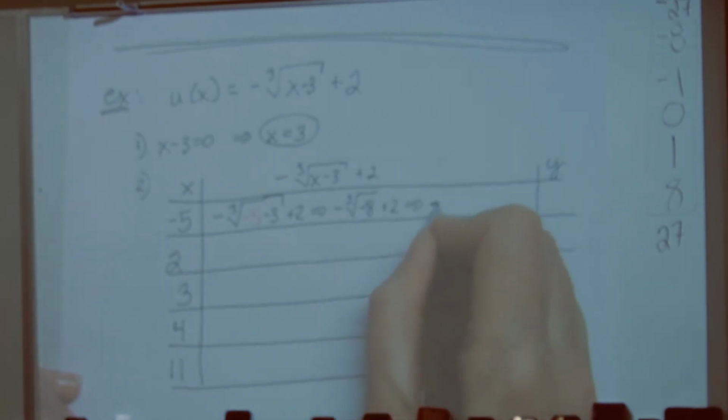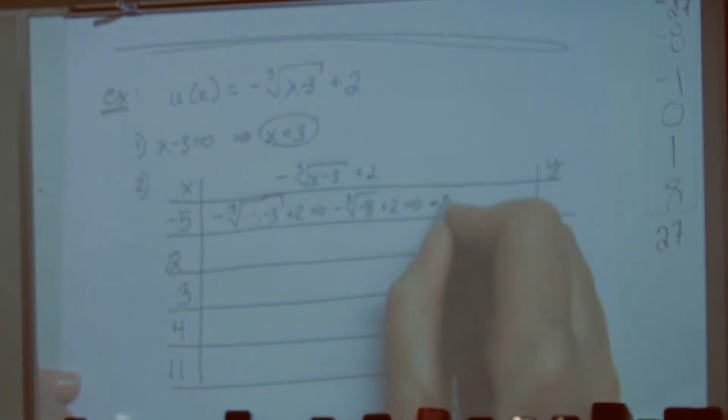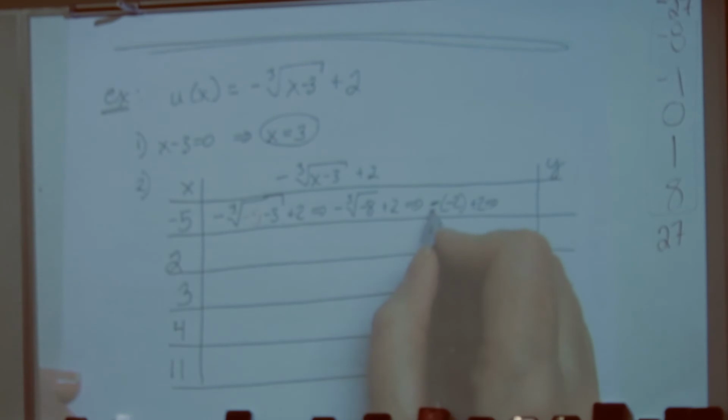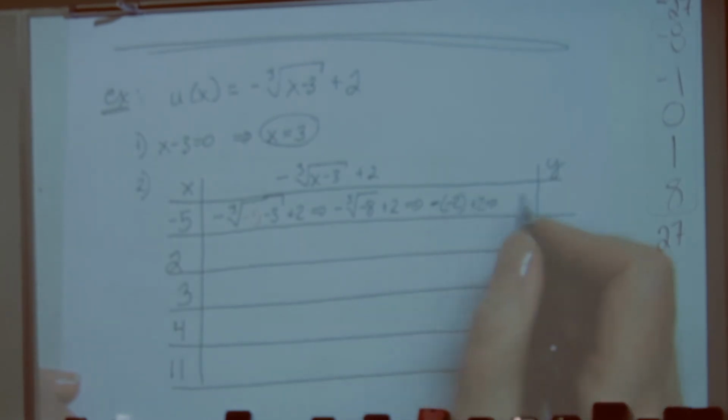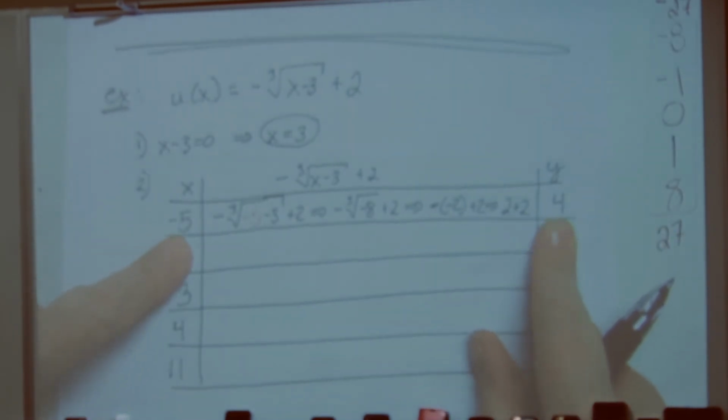What is the cube root of -8? -2. So the negative of -2 is 2, plus 2, which gives me 4. All right, so you have the point -5, 4 for your graph.